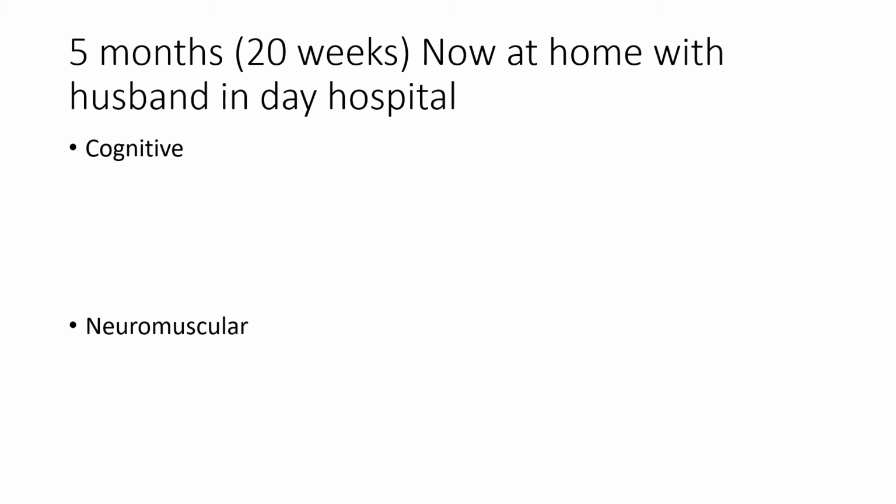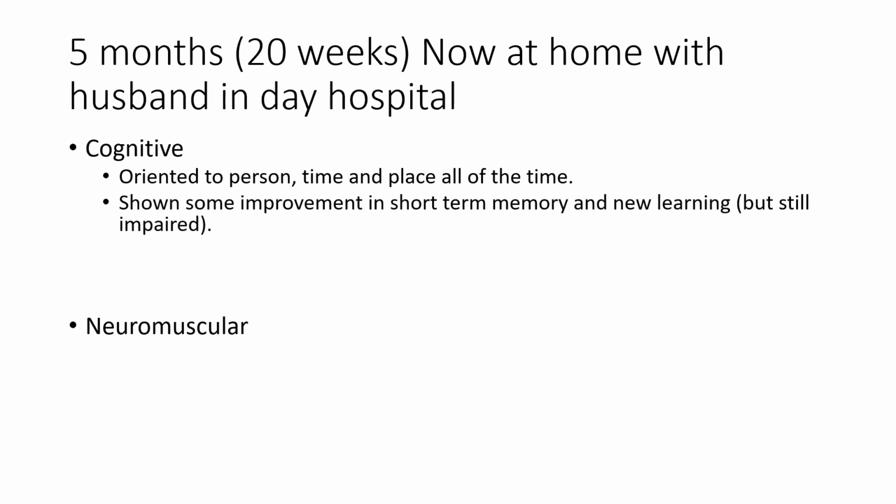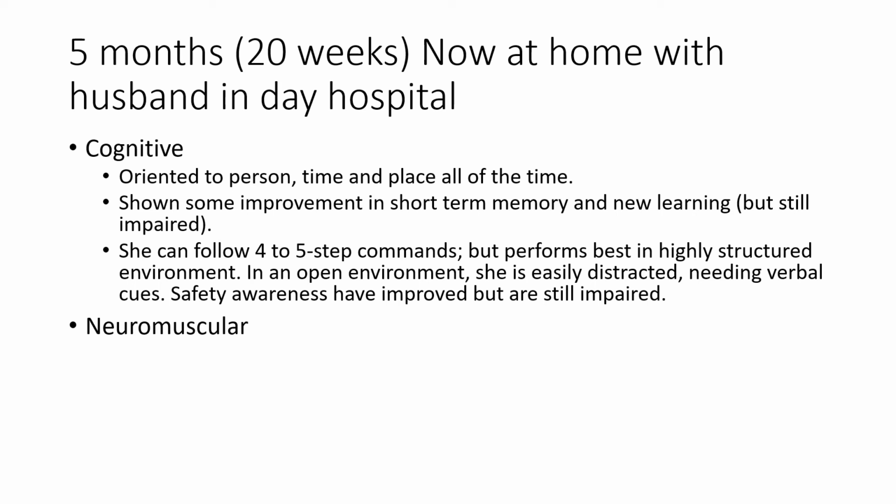And we can see further progression related to her recovery at the 5-month mark and the role of her cognitive presentation. She's now oriented to person, time, and place at all times. And although she's shown some improvement in short-term memory and some new learning, it's still impaired, meaning that tasks can be picked up a little bit easier, but repetitions are more likely still to be needed than for someone who hasn't experienced a traumatic brain injury, as well as there can be some further concerns related to distractions. Now, she can follow a 4 to 5 step command. That's beyond 2 to 3. But again, performs better in the highly structured environment, coming back around to the concern of distractions.